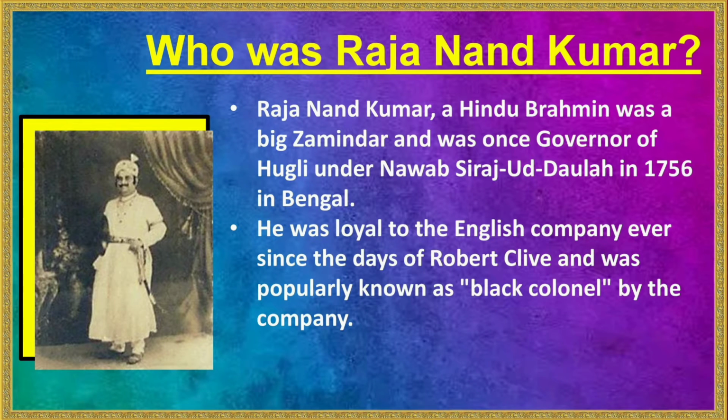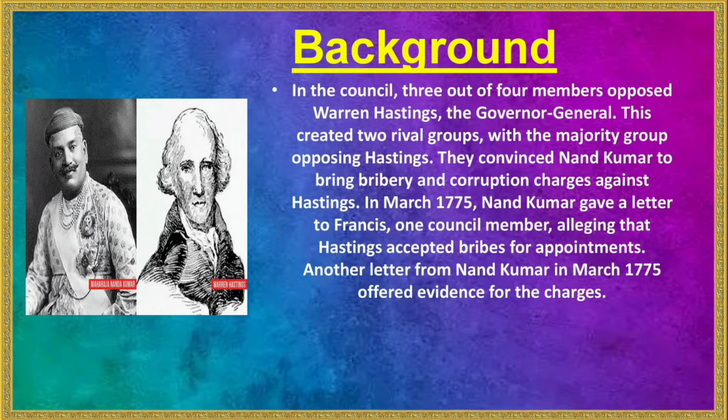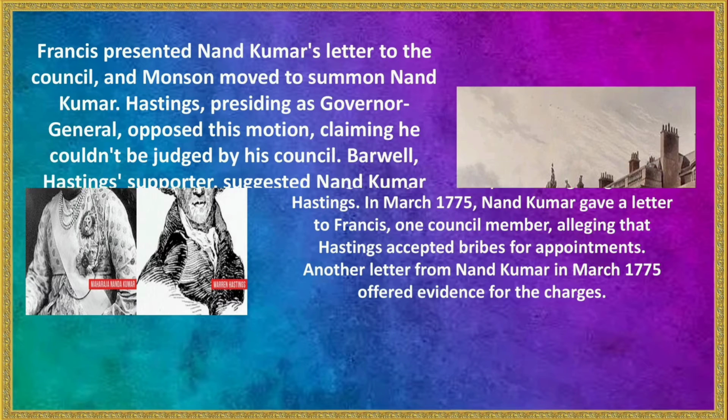In the council, 3 out of 4 members opposed Warren Hastings, the Governor-General. This created two rival groups, with the majority group opposing Hastings. They convinced Nandkumar to bring bribery and corruption charges against Hastings. In March 1775, Nandkumar gave a letter to Francis, one council member, alleging that Hastings accepted bribes for appointments. Another letter from Nandkumar in March 1775 offered evidence for the charges.